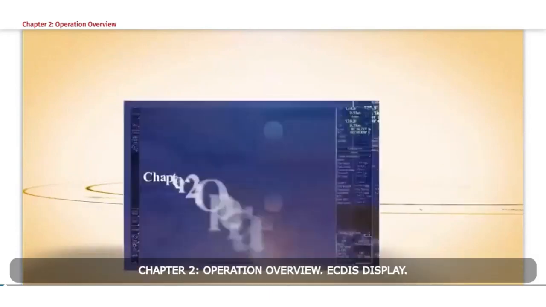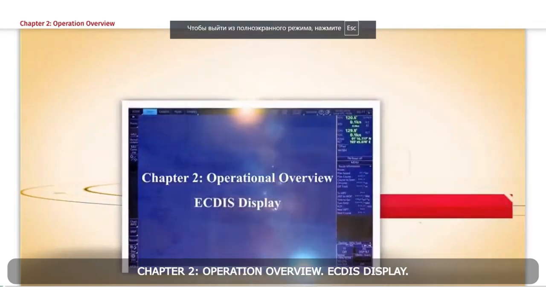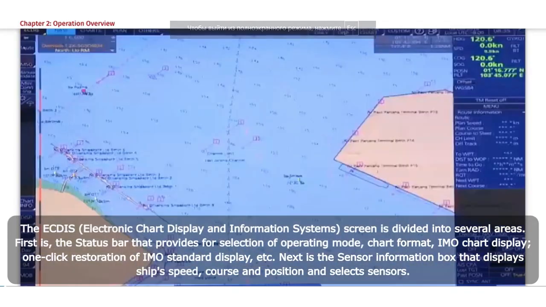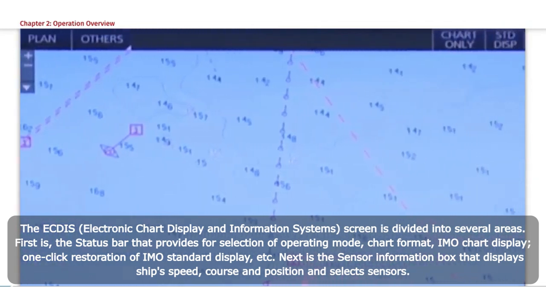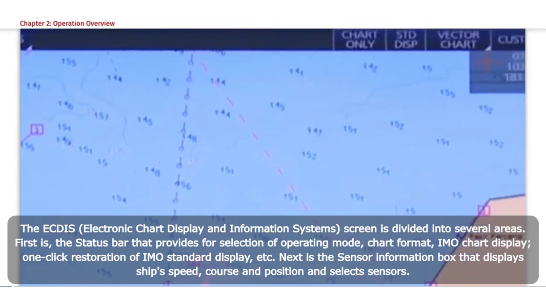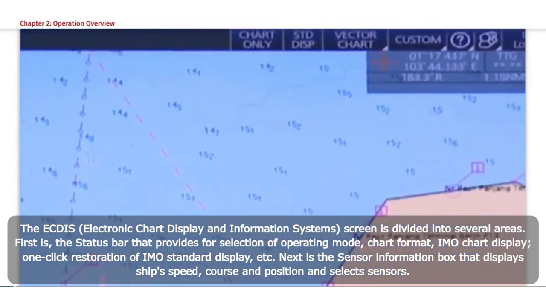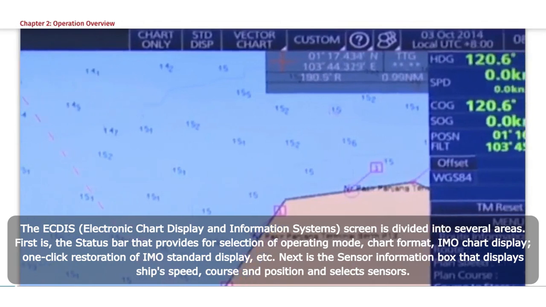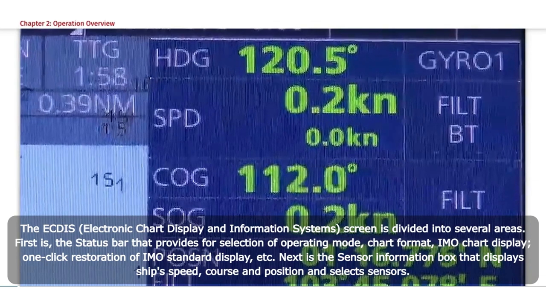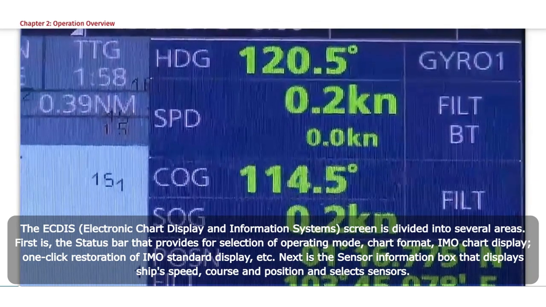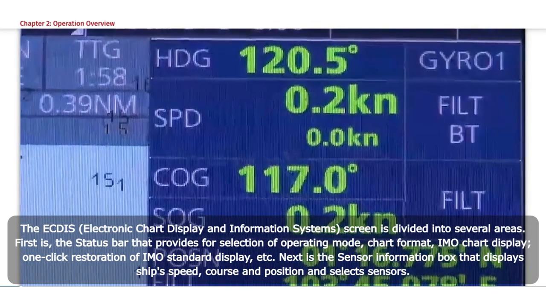Chapter 2 Operational Overview. ECDIS Display. The ECDIS, Electronic Chart Display and Information Systems screen, is divided into several areas. First is the status bar that provides for selection of operating mode, chart format, IMO chart display, one-click restoration of IMO standard display, etc. Next is the sensor information box that displays ship's speed, course and position, and selects sensors.